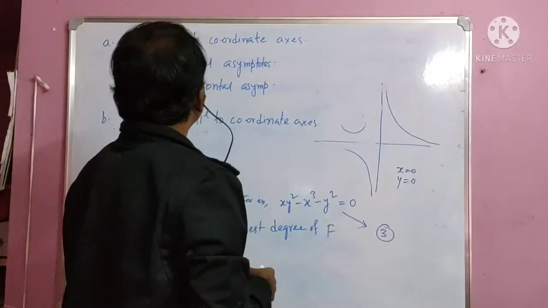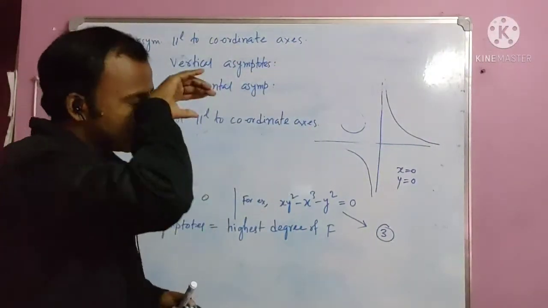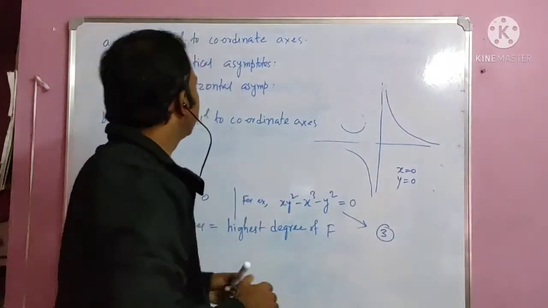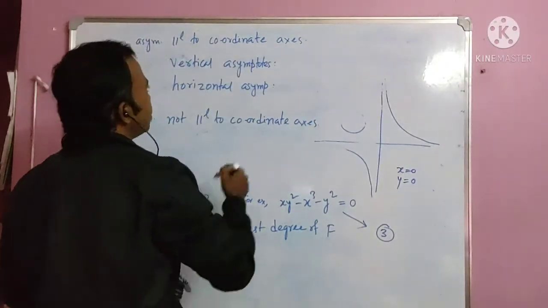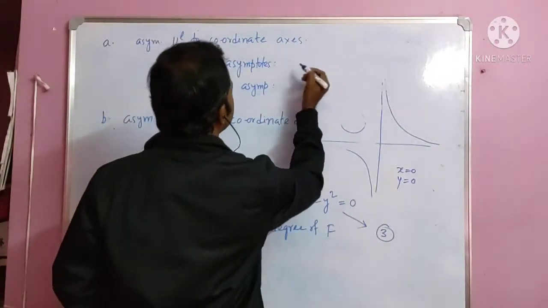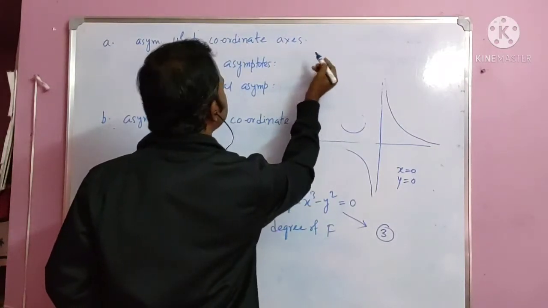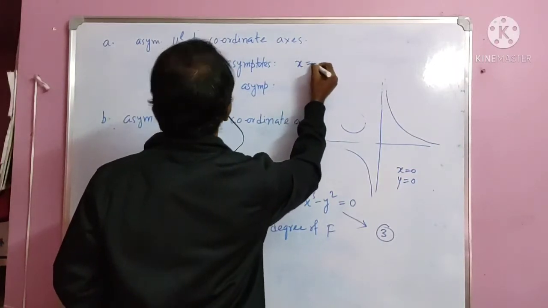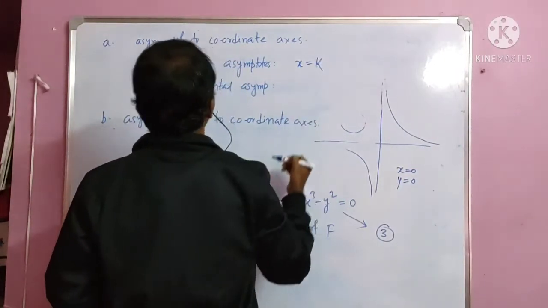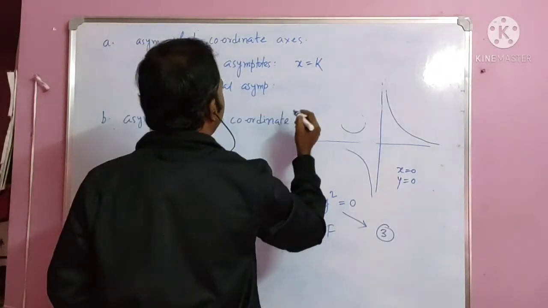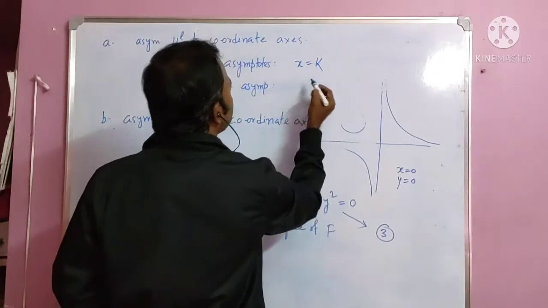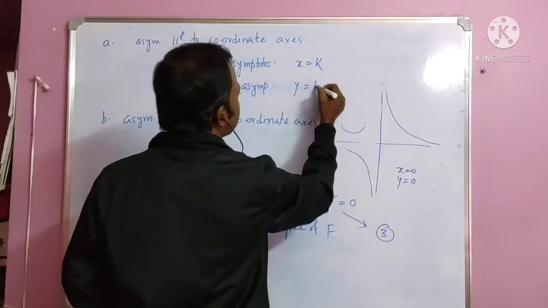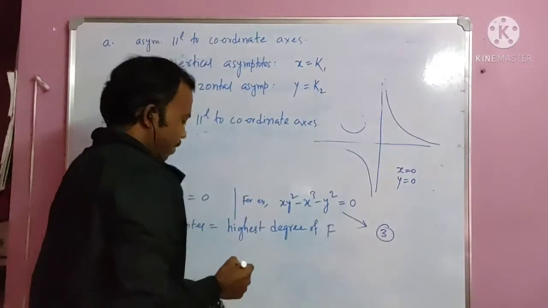So first one, if the asymptote is vertical, that means like the y-axis itself. The equation for vertical asymptotes looks similar to the y-axis. The equation of the y-axis is x equals 0. So the vertical asymptotes will look like x equals k1, and the horizontal asymptotes, which are parallel to the x-axis, will look like y equals k2. Okay.